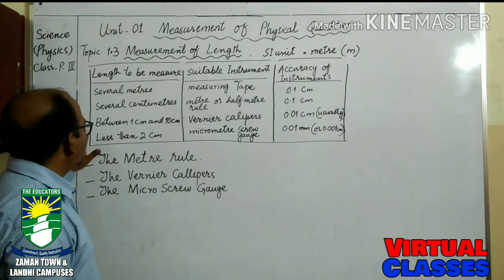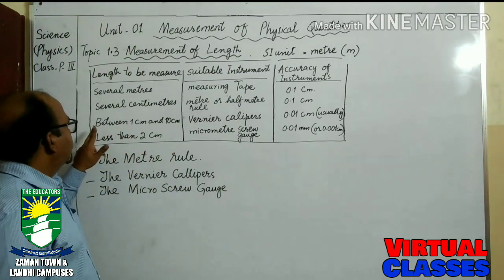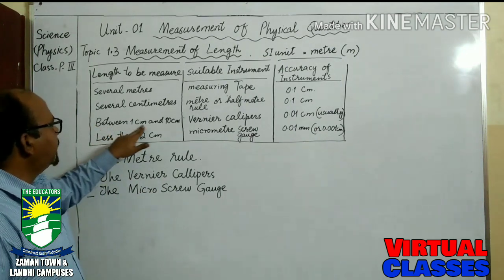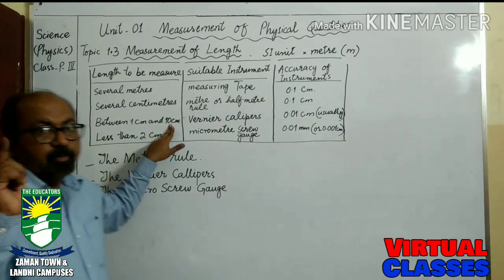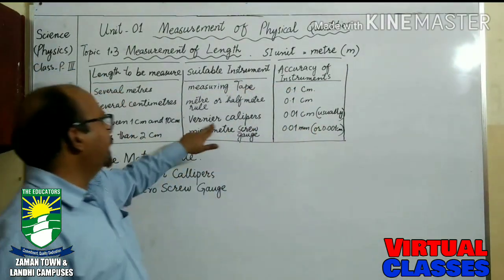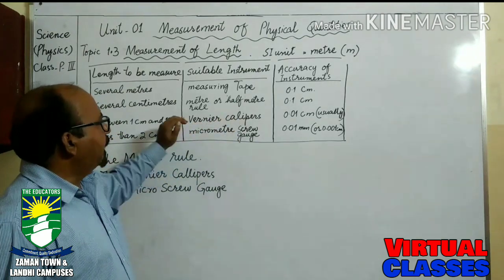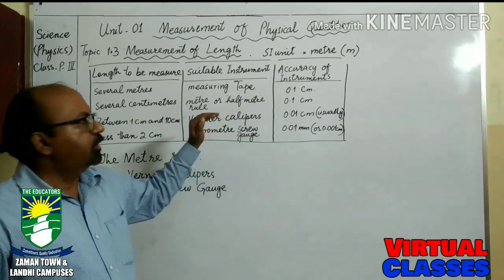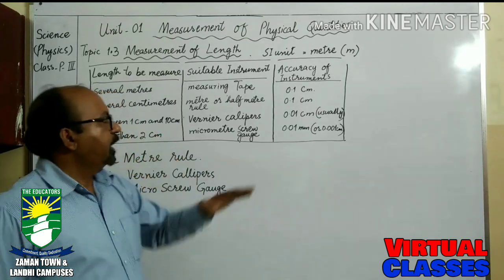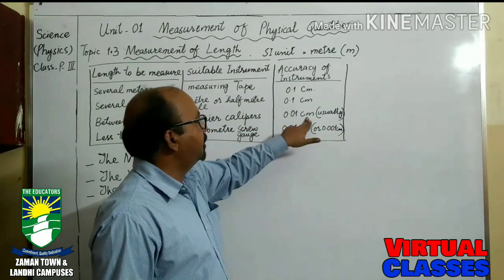And if we want to measure very small things, for example between 1 centimeter and 10 centimeters, we will use the Vernier caliper. I'll show you the Vernier caliper later. This is also an instrument with which we can measure very small things, and the accuracy of the instrument is 0.01 centimeter.